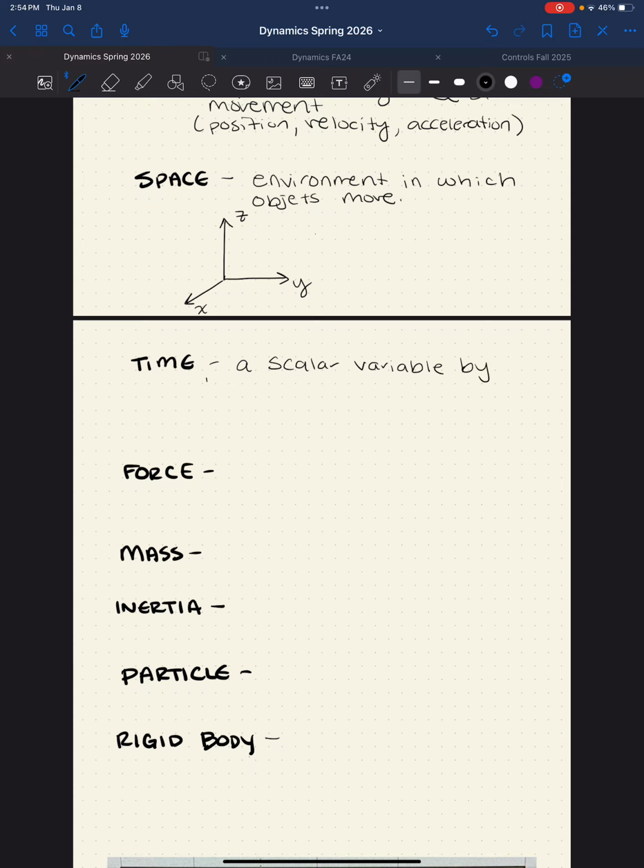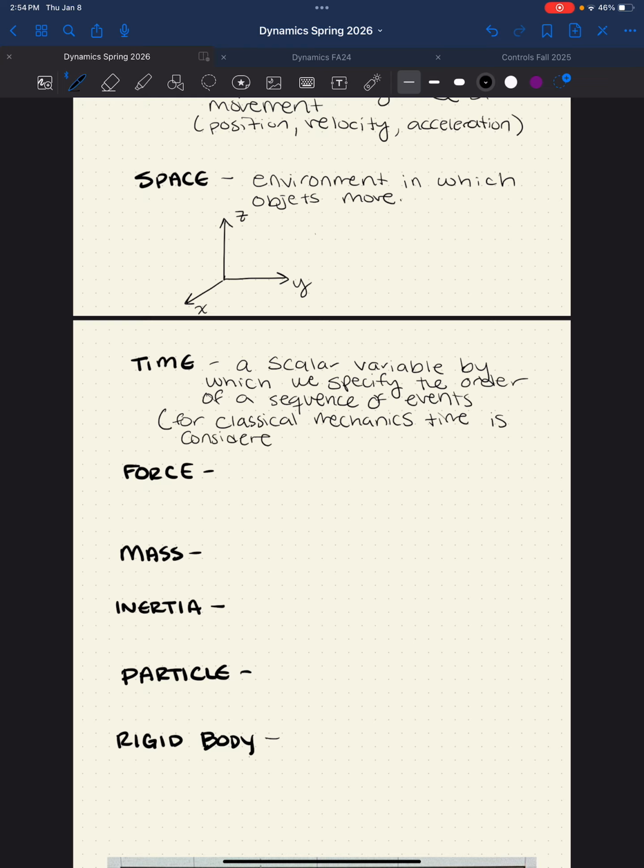Okay, so time is a scalar variable by which we specify the order of a sequence of events. And for classical mechanics, that's this class, time is considered absolute as opposed to relative.